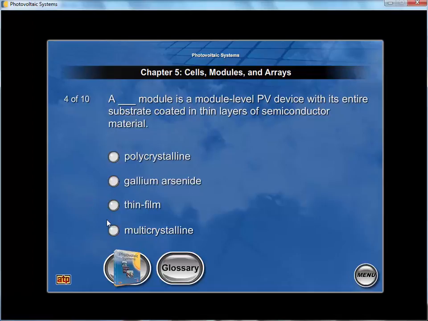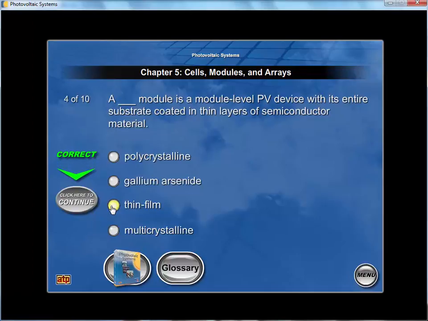Module level PV device with its entire substrate coated in thin films, I think it's thin film. Thin layers. Polycrystalline is the most common type of PV cell, I think. It's made out of silicon crystals, and there's monocrystalline, which is grown out of one huge crystal. They're more efficient, right? Usually the mono is going to give you a higher efficiency typically. Multicrystalline, I think you can rule that out. Page 127, the cell material efficiencies. Polycrystalline is the one that's on there. At the bottom there's a chart talking about material efficiency. Entire substrate coated. I was going to go with amorphous. Thin layers. Let's just try thin film.